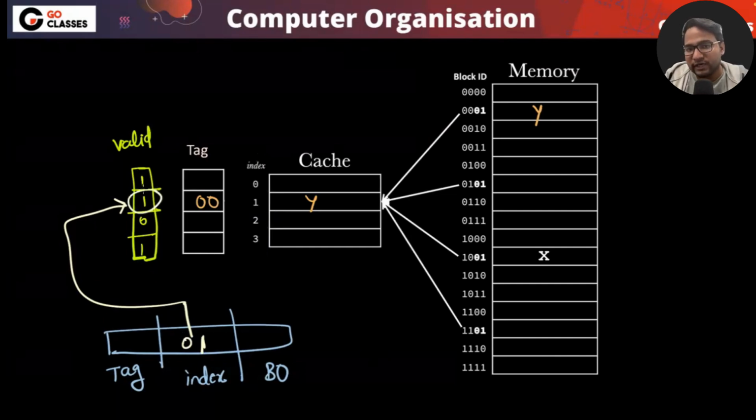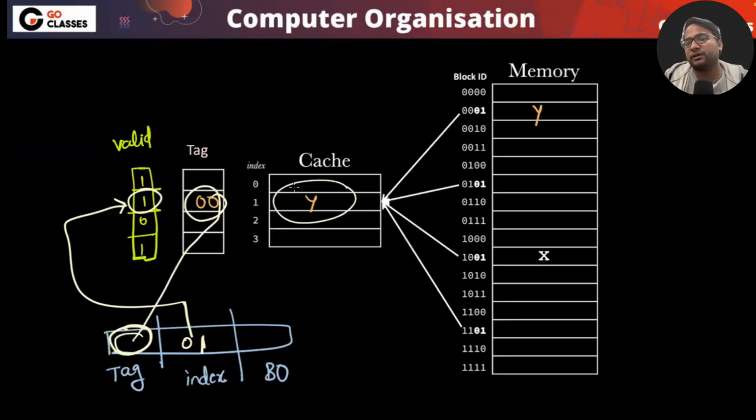The CPU will check, oh, this is valid, great. Then what will it do? It will check whether these two are the same, which means this tag, I'm interested in this tag. Is this also containing the same data? If it is containing the same data, then only pick it. Let's suppose I'm interested in 0, 1. It is containing 0, 0. Will I pick it?